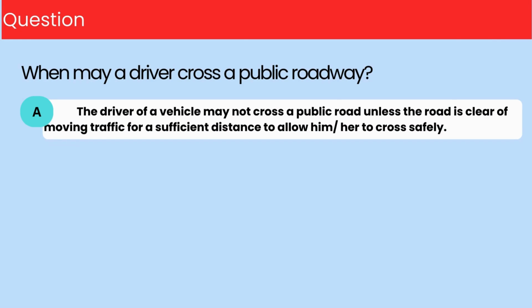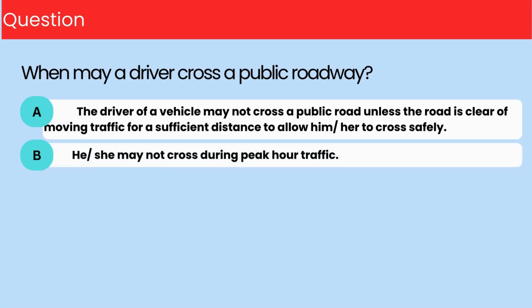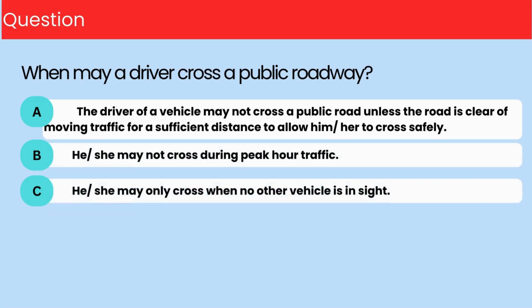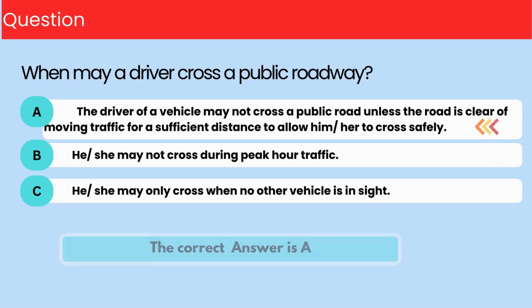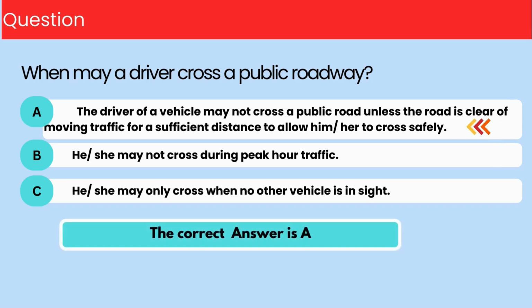A. The driver of a vehicle may not cross a public road unless the road is clear of moving traffic for a sufficient distance to allow him or her to cross safely. B. He or she may not cross during peak hour traffic. C. He or she may only cross when no other vehicle is in sight. The correct answer is A.